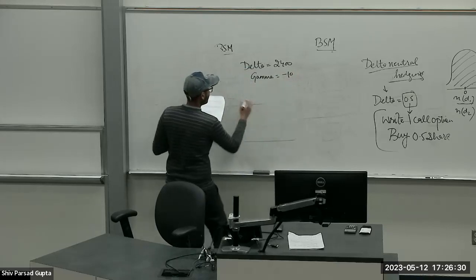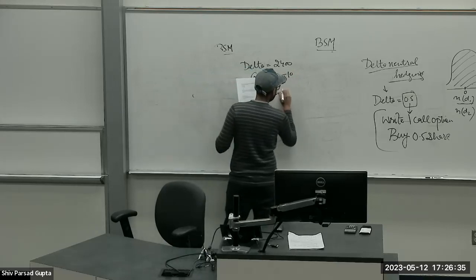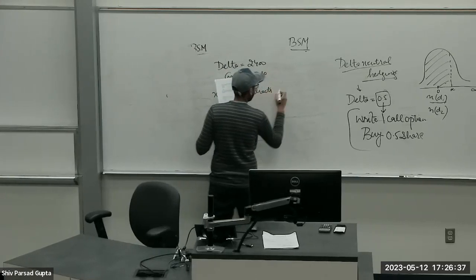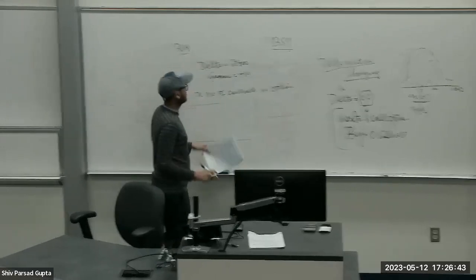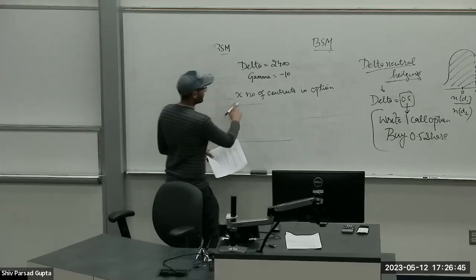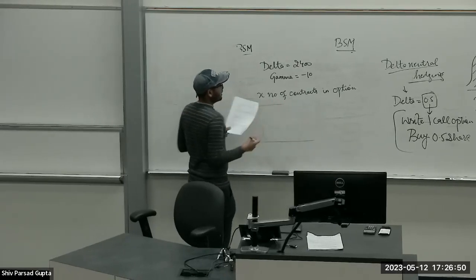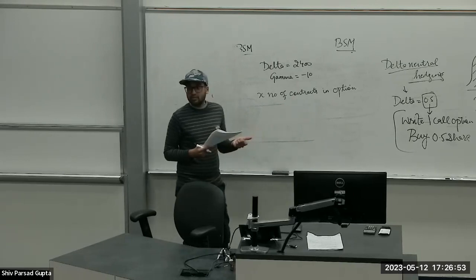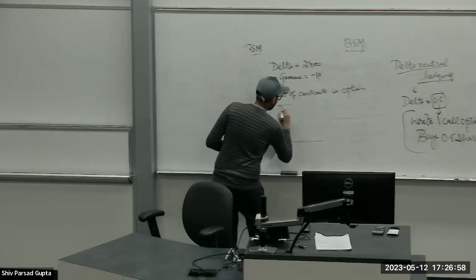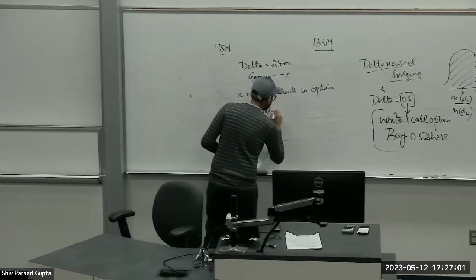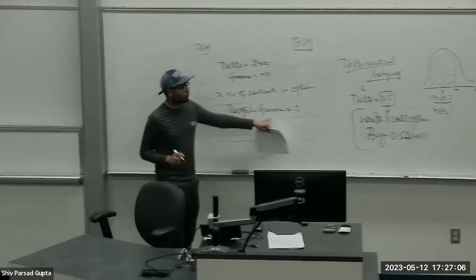So we'll assume that X number of contracts in the option have been entered to make the portfolio gamma neutral. Accordingly, if the portfolio is gamma neutral, it means that the net gamma will be 0, right? So you want to make the portfolio gamma equal to 0.